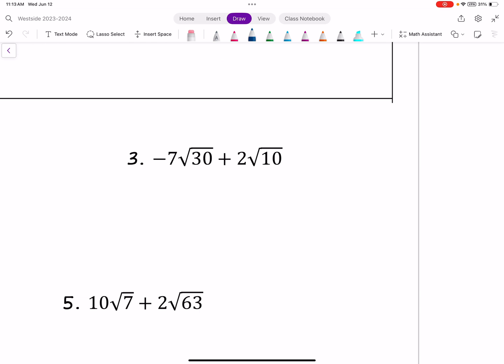On number 3 here, we are not able to simplify either of these radicals. 30 does not have a perfect square that it can go into. 10 does not have a perfect square that it can go into. And so we are actually done with that problem. There is no simplifying that we can do. So we would just rewrite our answer as negative 7 radical 3 plus 2 radical 10. You cannot put those together because they don't have the same radical.